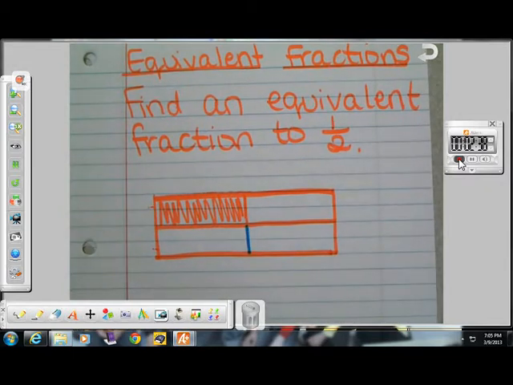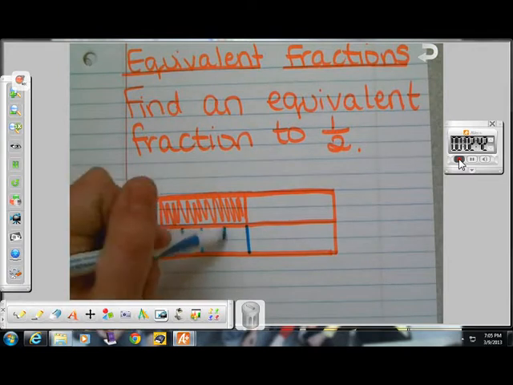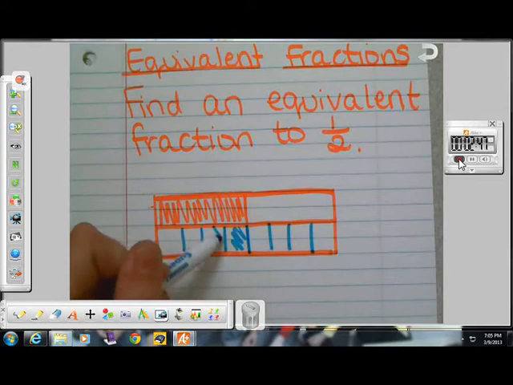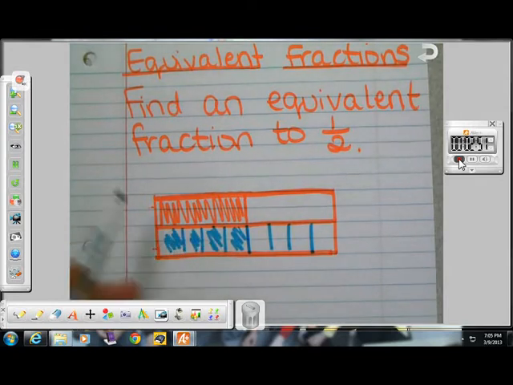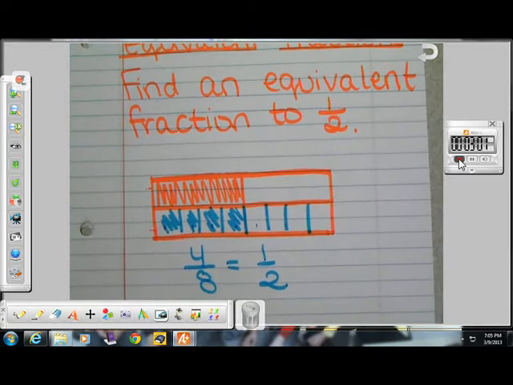For example, I can take it and split it on each side into 4 pieces. As long as I shade in a match, I have just found using a picture that 1, 2, 3, 4, 5, 6, 7, 8, that 4/8 is equivalent to 1/2. And there's an endless amount of ways you can do that and draw your picture.